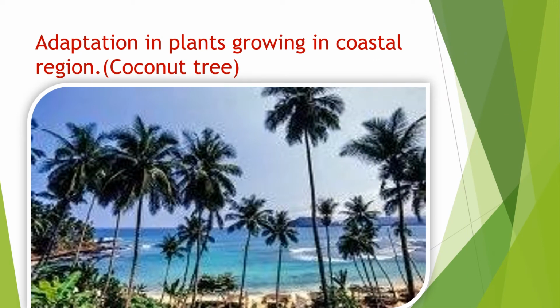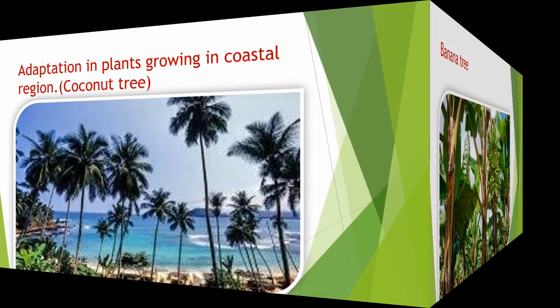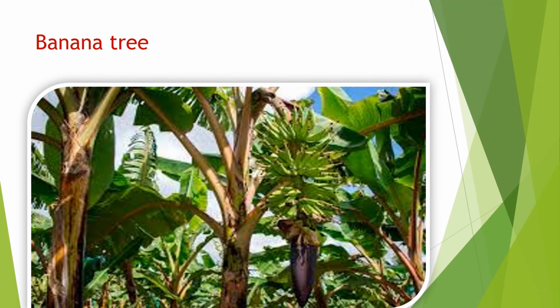The plants growing in coastal regions usually have to adjust to situations like salty winds that dry out their leaves and strong winds that can damage their leaves. Loose and sandy soil does not contain much nutrients. Salty water and hot temperature are also some features to which the plants have to adjust. Banana trees are also grown in coastal regions.